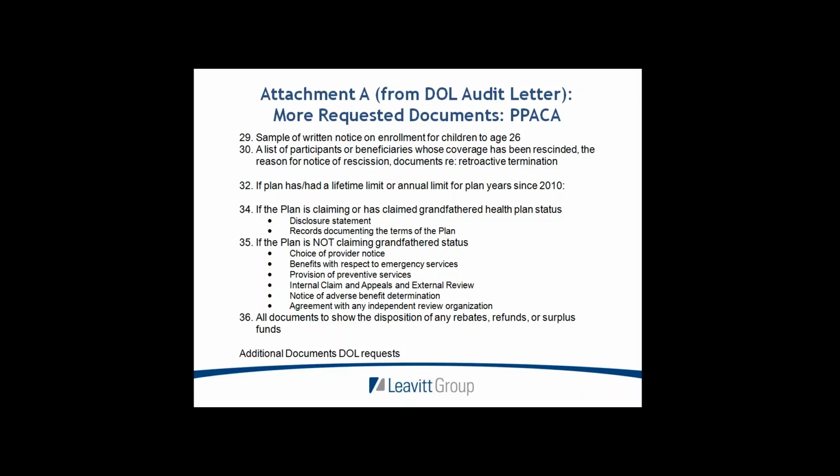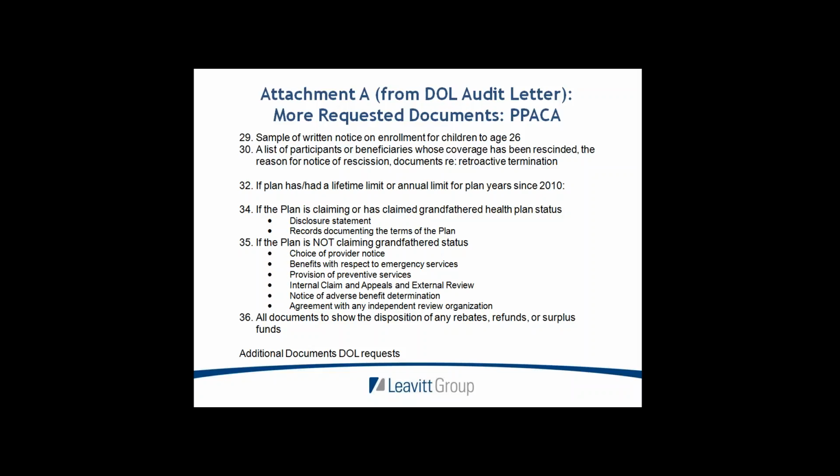If your plan is claiming grandfather status or did claim it for some prior years, you need to be able to document that you met the grandfather requirements, and it has to be a disclosure statement and records documenting the terms of the plan. Leavitt and GPS, we do have a grandfather documentation kit, which probably for many of you, your advisor has already used if you are claiming grandfather status. And if the plan is not claiming grandfather status, then other Affordable Care Act requirements apply. A choice of provider notice, if there's a network and in-network and out-of-network, or payment of benefits for emergency services, coverage of preventive services not subject to the deductible, and claims and review procedures.